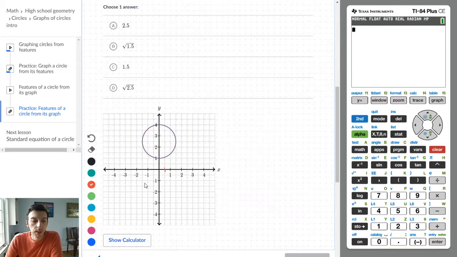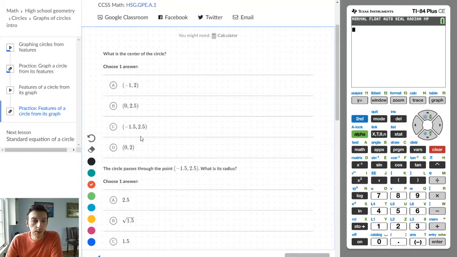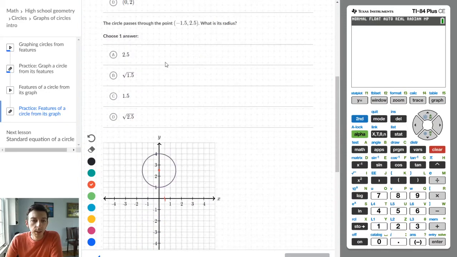Anyways, from 0, it looks like the circle has not moved left or right at all, but it goes up to 2.5, and it looks like this is our center of the circle right here. So 0 and +2.5 should be where our center is. Now it says the circle passes through the point -1.5 and 2.5. So -1.5 and 2.5 is right up here.